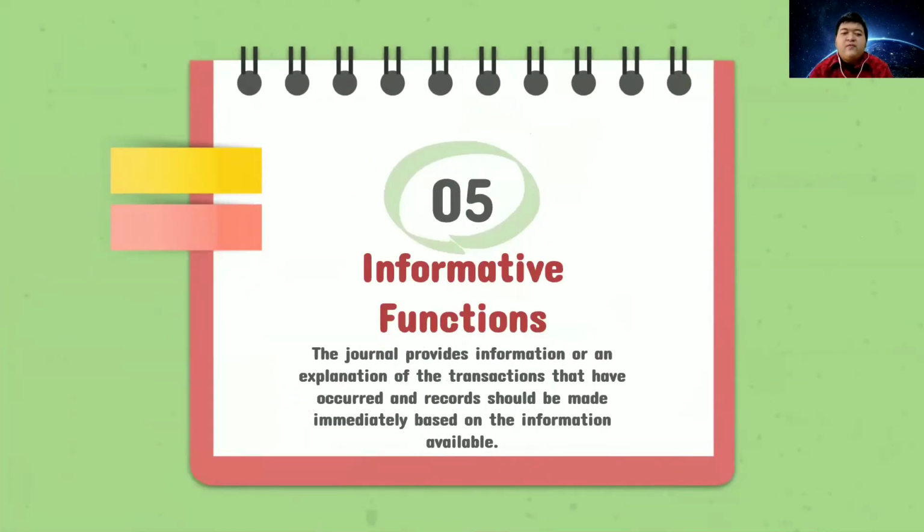The fifth, informative function. The journal provides information or an explanation of the transactions that have occurred, and records should be made immediately based on the information available.